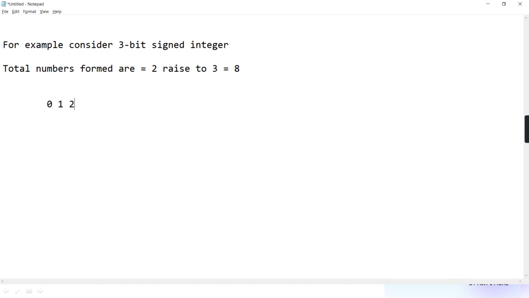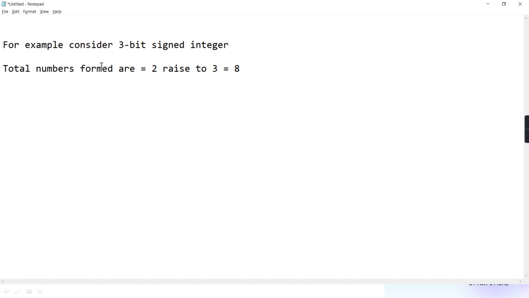See here, 0, 1, 2, 3. These total positives are 4. But there is no negative 0. Therefore, on the negative side you will get -4, -3, -2, -1. Are they a total of 8? Yes. 4 negatives and 4 positives. Getting it? 0 is not counted twice. But how this comes out, how this is calculated, I'll tell you, don't worry.